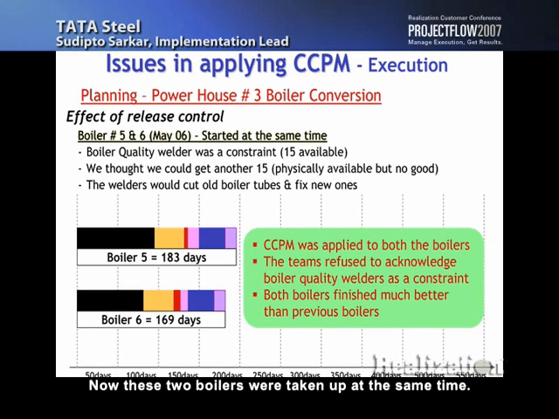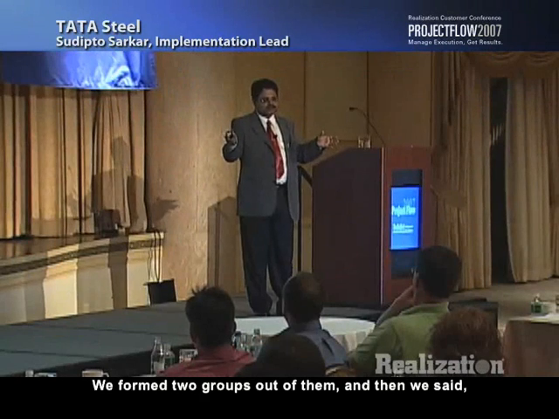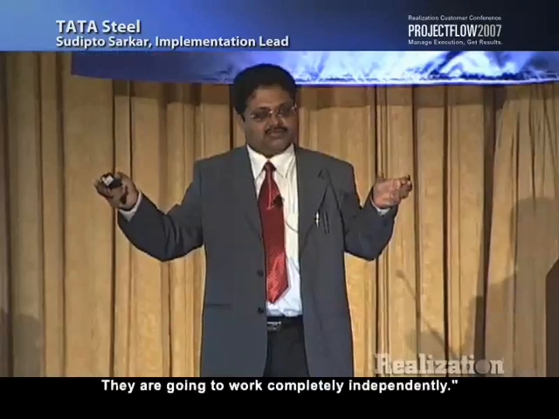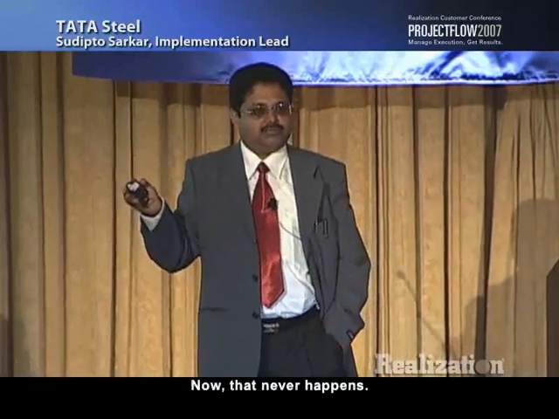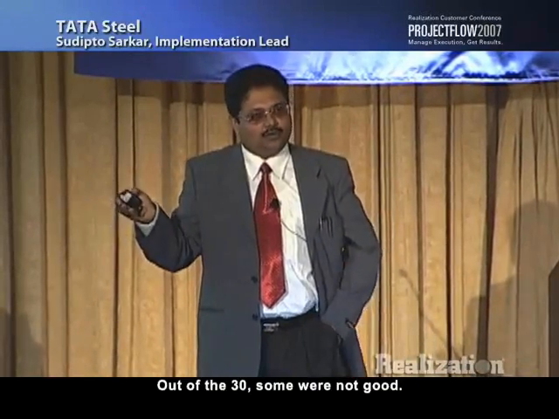Now, these 2 boilers were taken up at the same time. We had only 15 boiler quality welders. We said, okay, if we need to do this, we need 2 groups of 15 boiler quality welders each. So there were 30 boiler quality welders. We formed 2 groups out of them, and we said, these guys are not going to talk to each other. They're going to work completely independently. Now, that never happens. Out of the 30, some were not good.